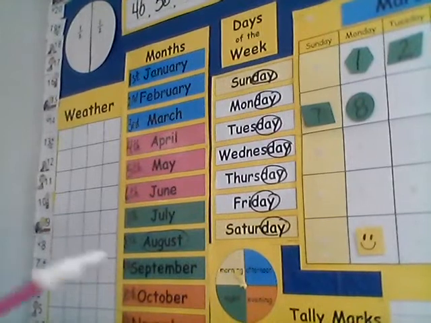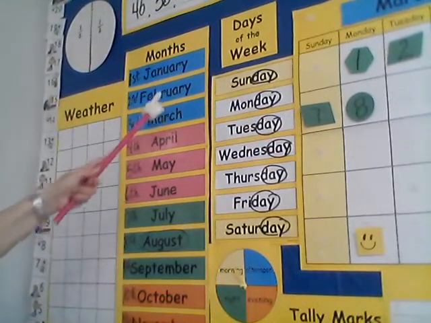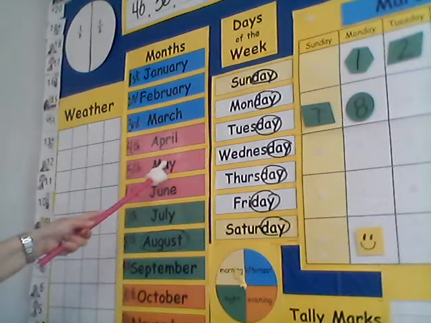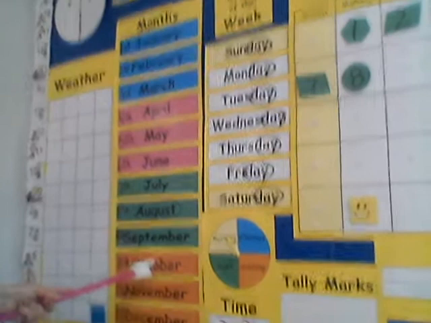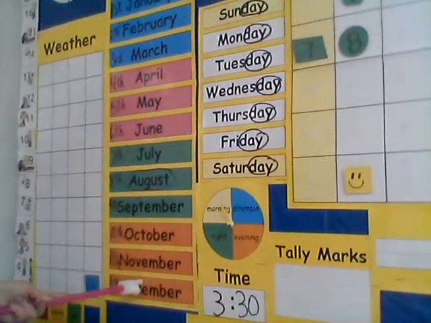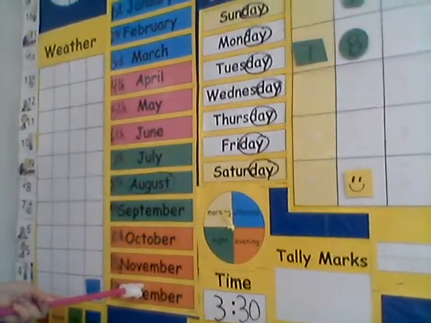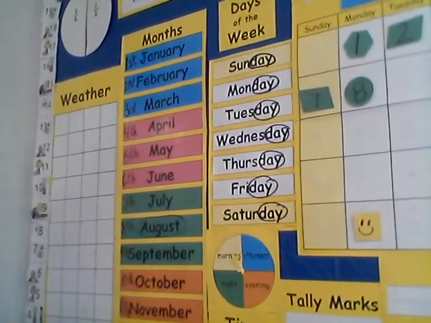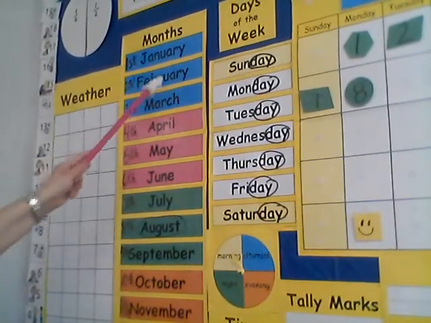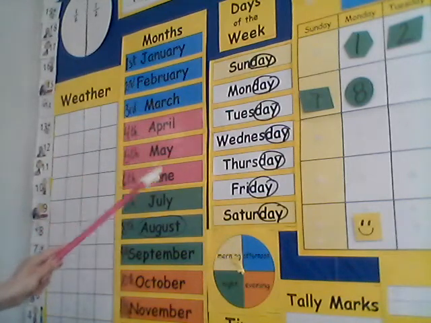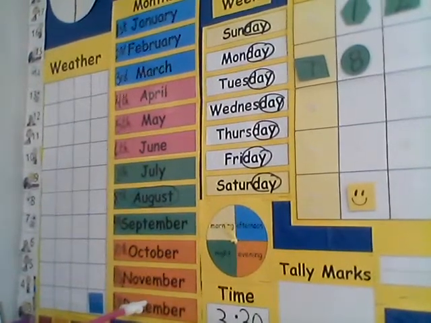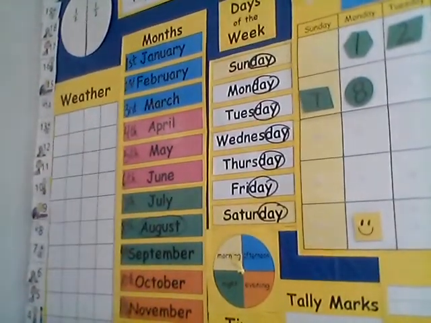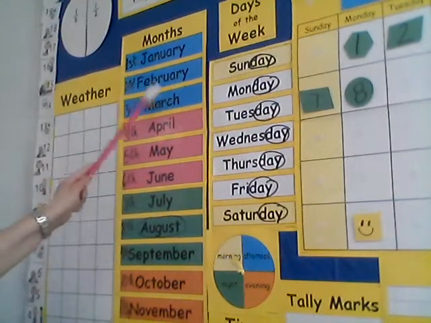And let's go ahead and do our months of the year, beginning with January, February, March, April, May, June, July, August, September, October, November, December. And let's go ahead and count our months of the year ordinally. First, second, third, fourth, fifth, sixth, seventh, eighth, ninth, 10th, 11th, 12th. How many months are in a year? 12 months in a year.